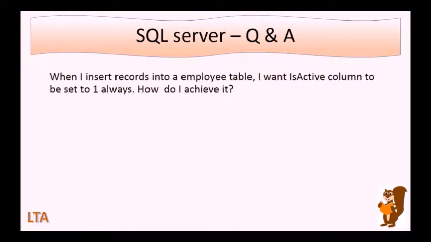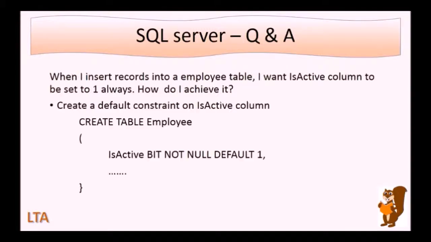Say I want to insert records into this employee table and I want to make sure that there's a column called is active, which is always having a value of 1. How do I achieve it? I just have to create this column and have a default constraint on this, and the syntax for this is again the column name, the data type, set it to not null, default is a keyword, and the value you want to default it to.